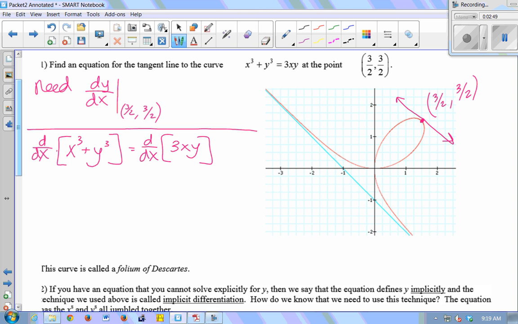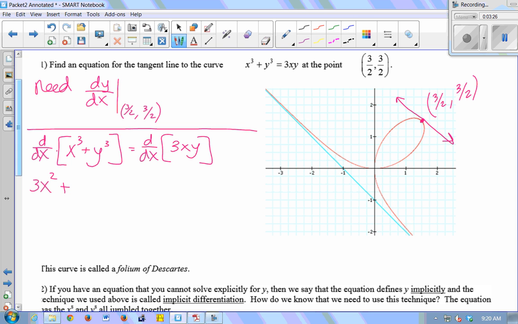Okay, so I'm going to take d/dx of both sides of the equation. Let's start with the left side. That's two functions added together, so that's two separate derivative problems. Start with the first one. What is the derivative of x cubed? 3x squared. So the derivative with respect to x of x cubed is 3x squared. Now I want to take d/dx of y cubed.